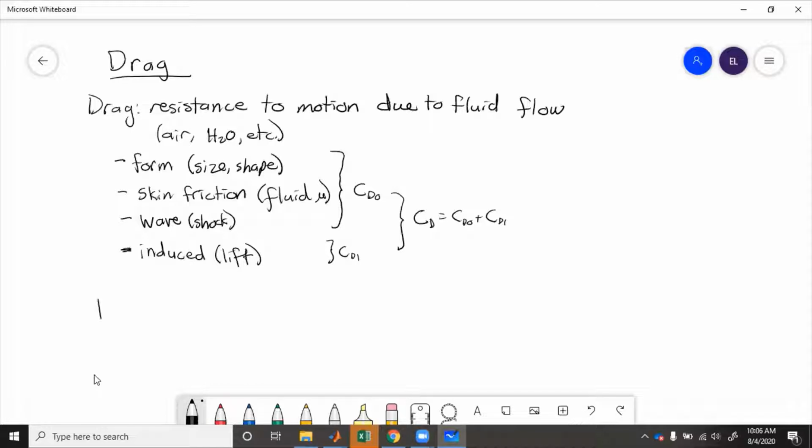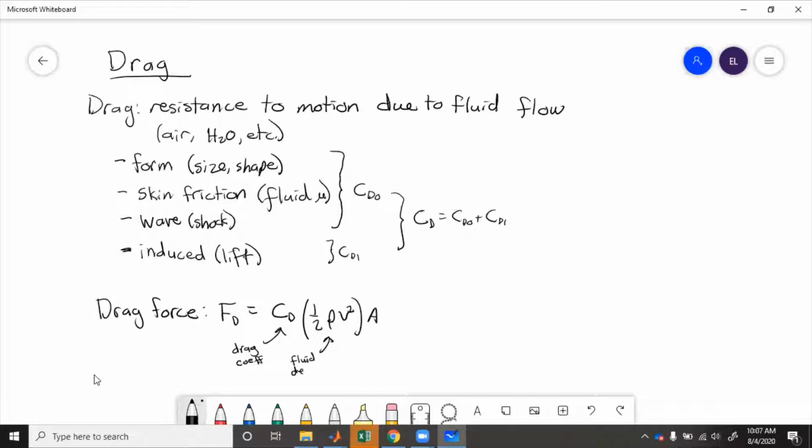So the drag force FD equals CD, which is the drag coefficient, times 1/2 rho V squared times A. So if we define each of these things, this is drag coefficient. You look that up in the table. This is fluid density.